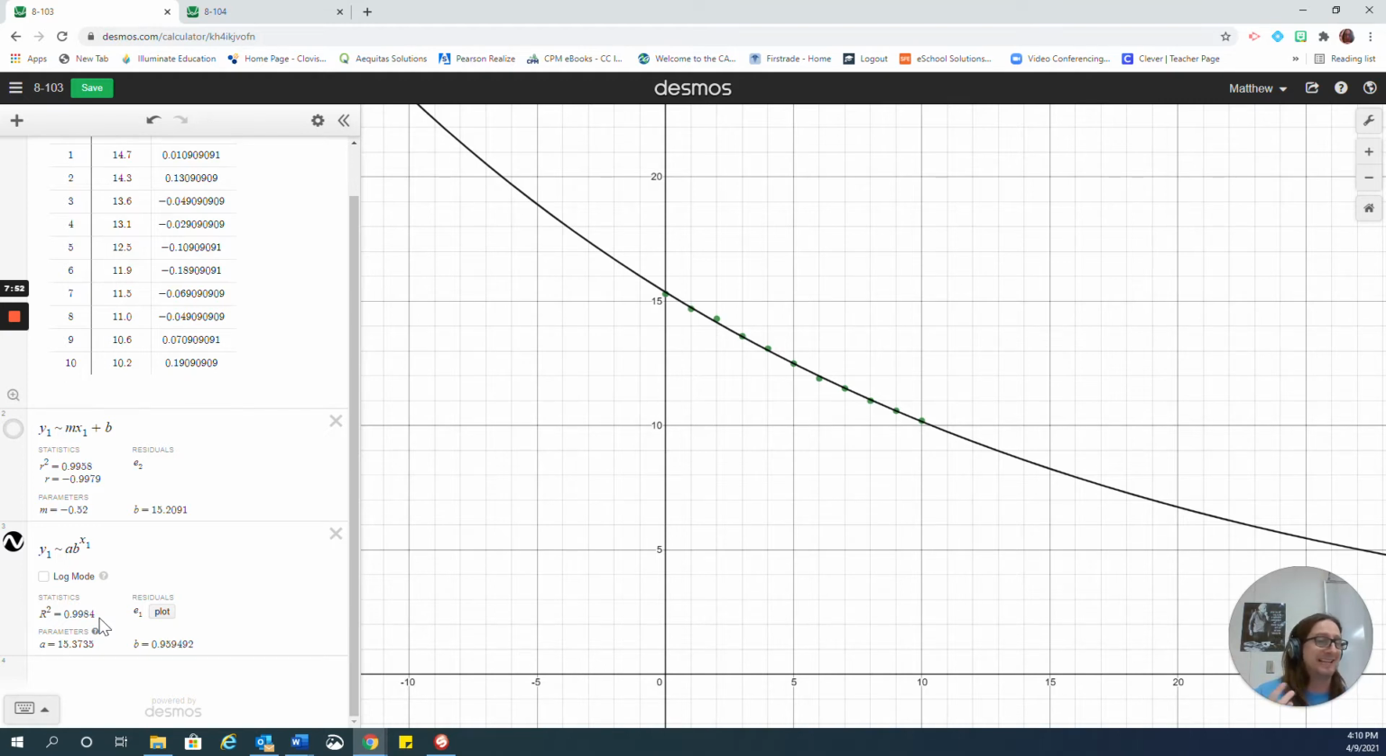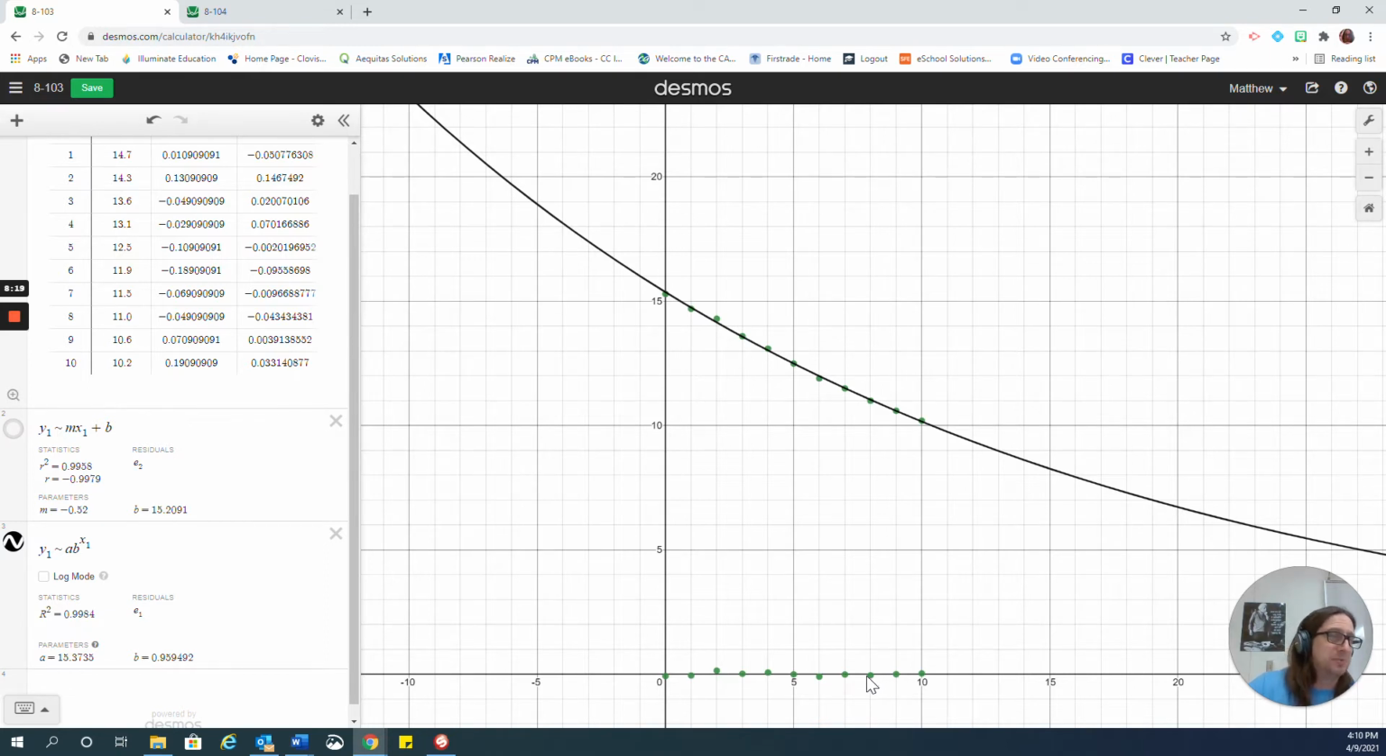So this is saying that 99.84% of the changes in our weight is due to time, which is better than 99.58. I mean, they're both really good, but this one's a little bit better. Okay, let's look at our residual plot. Our residual plot also looks a little bit better. Some are below, some are above. It looks a little bit better. There's not a lot of change between the previous one, but like I said before, it's only a slight difference.